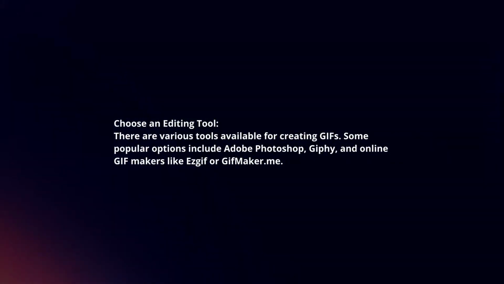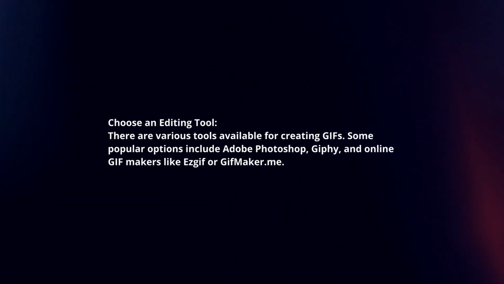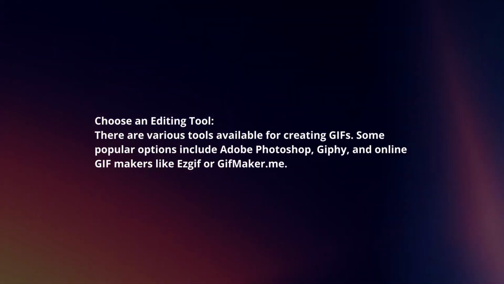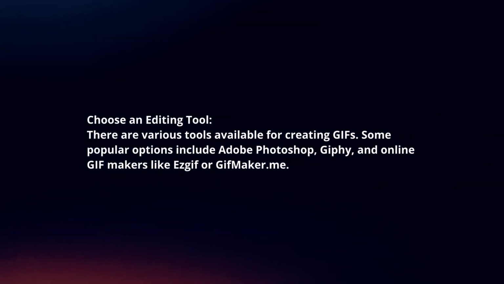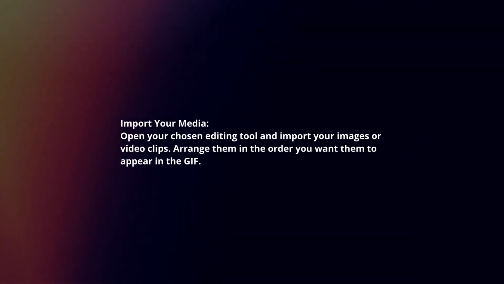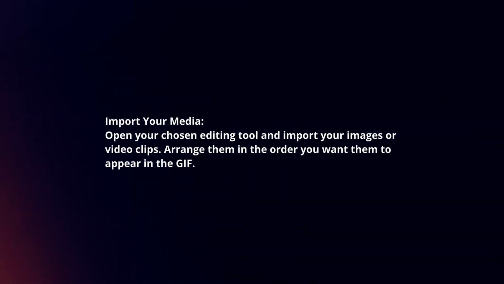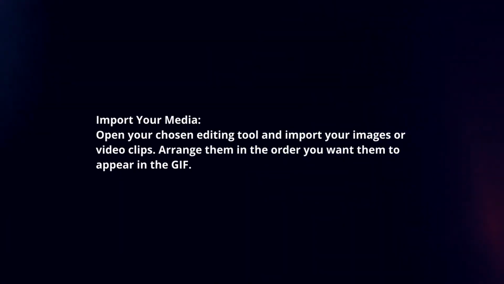Choose an editing tool. There are various tools available for creating GIFs. Some popular options include Adobe Photoshop, Giphy, and online GIF makers like EasyGIF or GIFmaker.me. Import your media. Open your chosen editing tool and import your images or video clips. Arrange them in the order you want them to appear in the GIF.